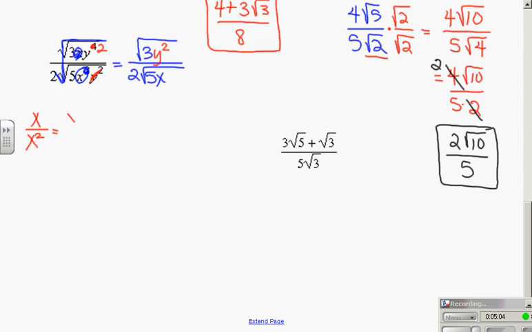Now to just recover those cancels, remember x over x squared is really like x over x times x, where this one and this one cancel, leaving the 1. And y to the 4th is like that over y squared. So these two cancel with these two, leaving y squared. Now this numerator can be simplified because the square root of y squared is y.